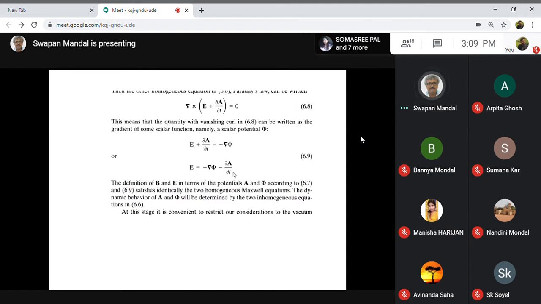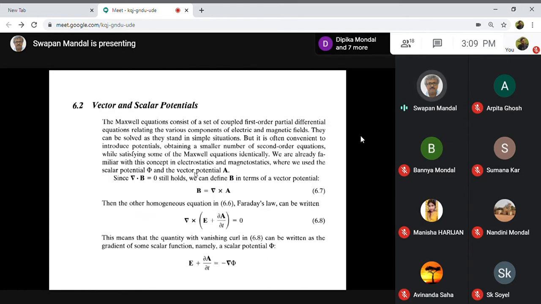In other words, if I know the vector potential A and if I know the scalar potential phi, I can calculate the electric field E. And similarly, just by knowing the vector potential, I can calculate B. In other words, my electromagnetic field problem is solved. In some sense it is solved, but there is some problem also there.